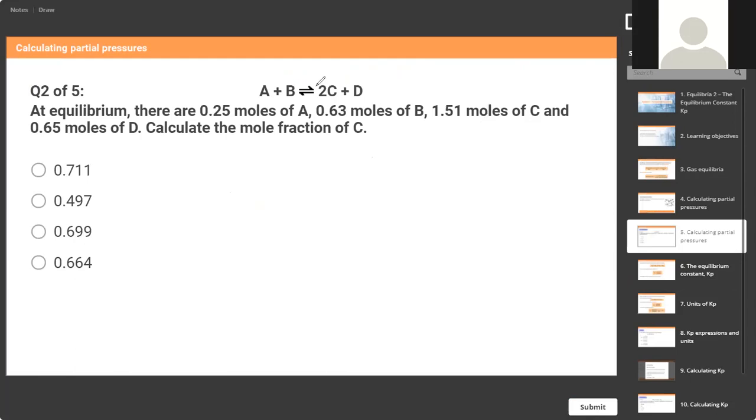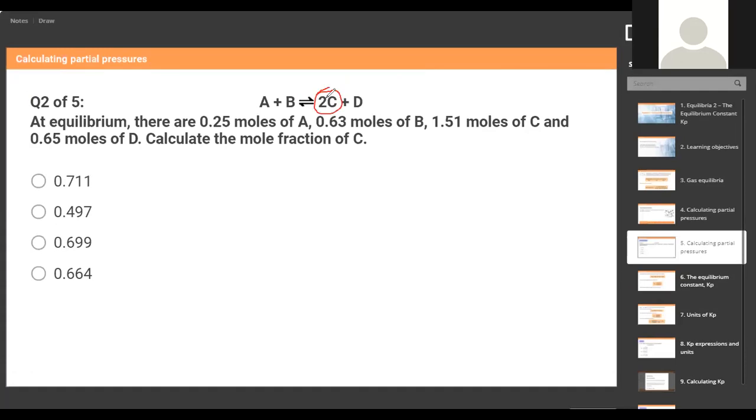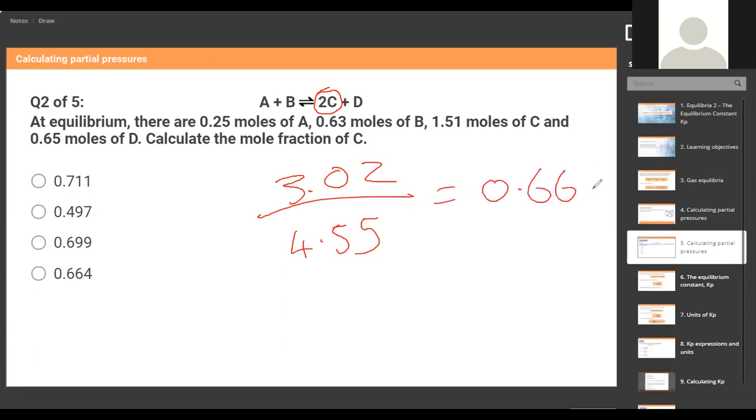Remember, we've got 2 lots of C. So we're going to do 0.25 plus 0.63 plus 1.51 plus 1.51 plus 0.65. So we should have a total moles of 4.55. 2 lots of 1.51 gives us 3.02. And that will equal 0.664.